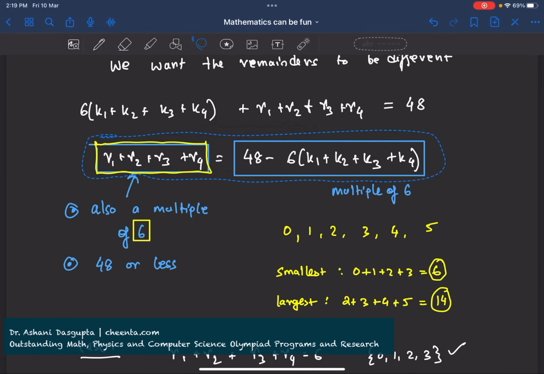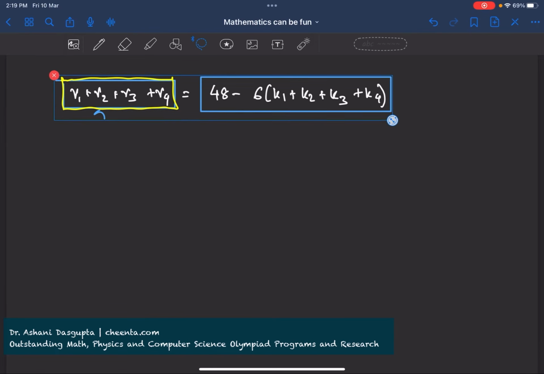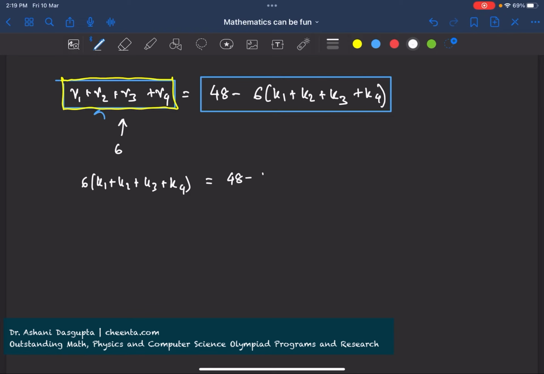So I'll copy this, go to a new page. So if this is 6, then we have 6 times (K1 plus K2 plus K3 plus K4) equals 48 minus 6, which is 42, or K1 plus K2 plus K3 plus K4 is equal to 42 by 6, which is 7.